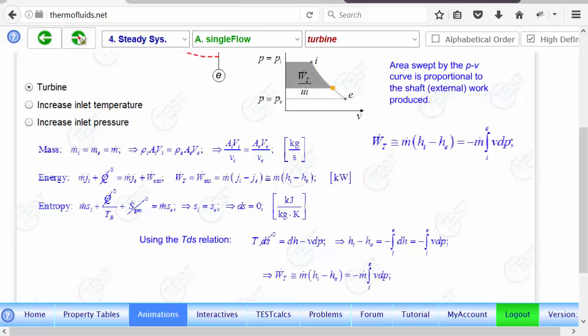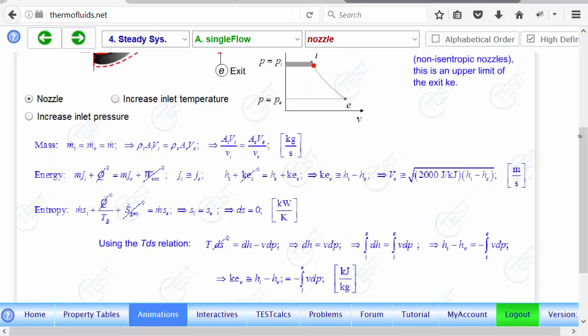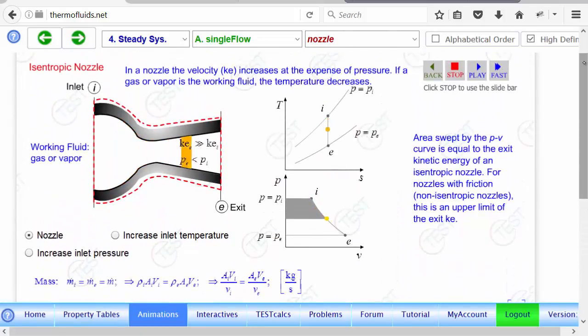Okay, so let's visit some other devices. Let's see how you figure out the equations for a nozzle. Again, what is a nozzle? A nozzle is a device whose purpose is to increase the kinetic energy, increase the velocity of a fluid passing through it. As the fluid enters, it passes through sometimes a converging shape, sometimes a converging diverging shape in case of a supersonic nozzle. Again, those details are not important to us at this moment. We concentrate on what happens around the boundary.